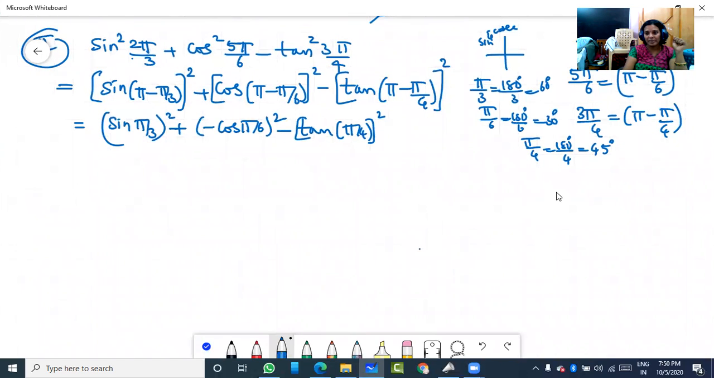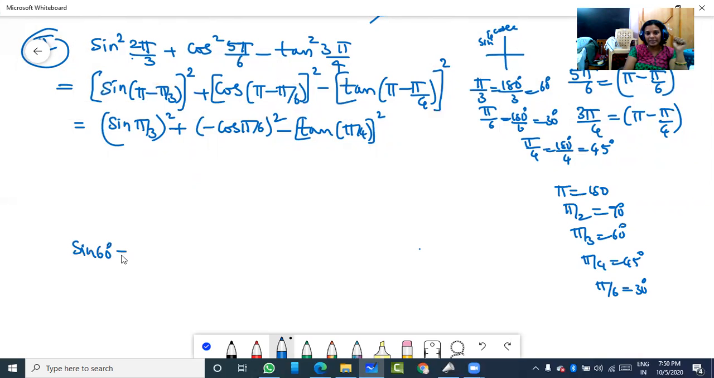What are the angles? Immediately pi means 180 degrees. Pi by 2 means 90 degrees. Pi by 3 means 60 degrees. Pi by 4 means 45 degrees. Pi by 6 means 30 degrees. So from this, you get the value. Sine pi by 3 means sine 60. What is the value of sine 60? Sine 60 degrees is equal to root 3 by 2. So it is equal to root 3 by 2 whole square.